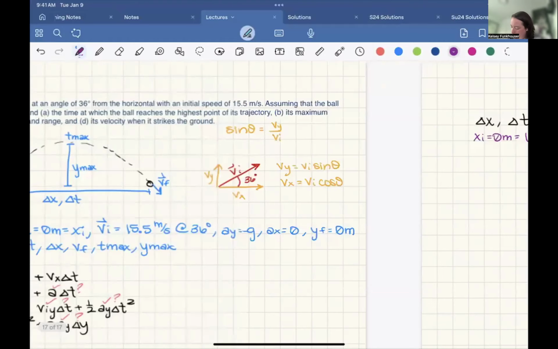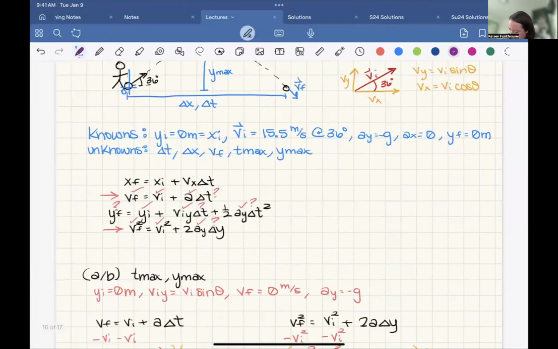So let's go back to the equations. Okay, we want x final. We know initial and we know the velocity. We don't know the time interval. So again, this is a point where we're going to need to solve for the time interval somewhere else. I guess I didn't put that we don't know the final velocity. And remember, I said you can't assume it's 0 just because it's hitting the ground. So we don't know that.